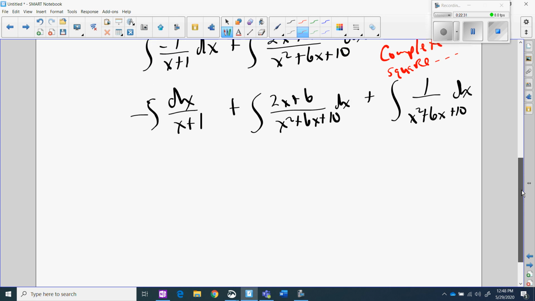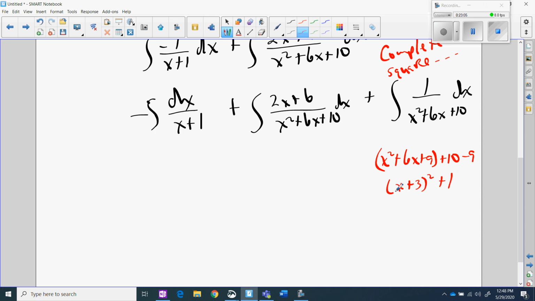All right. So what they want you to do is take this x squared plus 6x, and you're going to complete the square. This is usually used when it's just a number, any number, over a quadratic. Now you take half of this, which would be 3, and you square it. So you're going to add 9, which means you're going to take away 9. This is now x plus 3 squared plus 1.